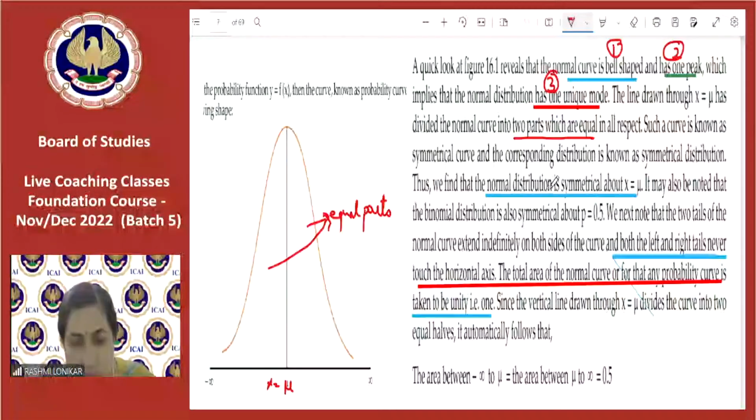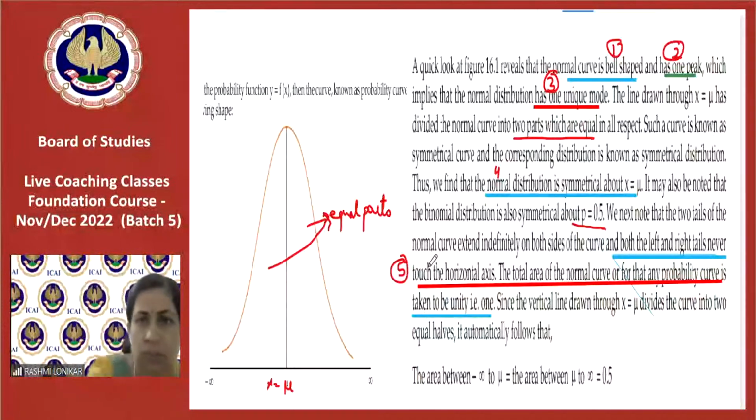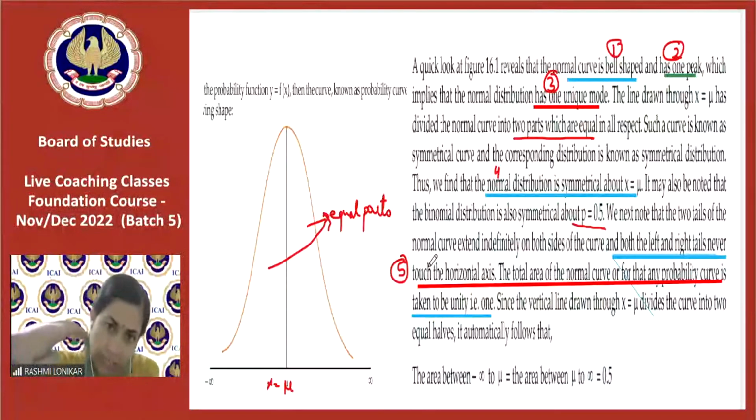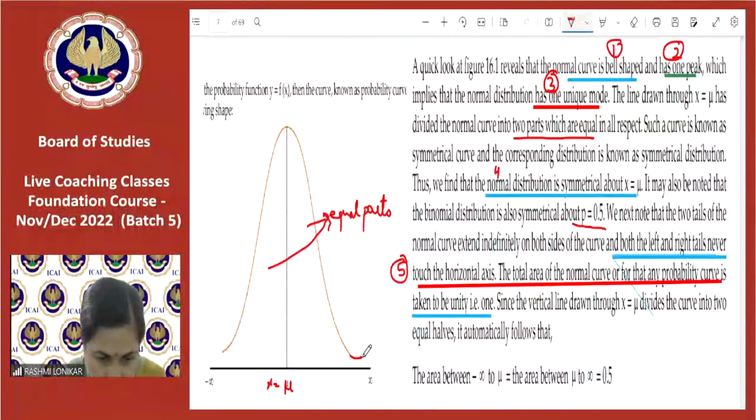Then we find that the normal distribution is symmetrical about x is equal to mu. These are theory questions. Binomial distribution is also symmetrical about p is equal to 0.5. Also, the normal curve extends indefinitely on both sides, and both the left and the right tail never touch the horizontal axis. They may give you certain points and ask whether true or false. So here you will note that both left and right tails, these are known as tails.